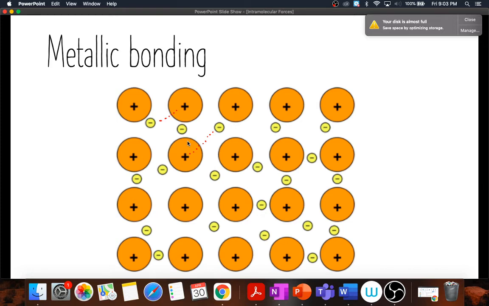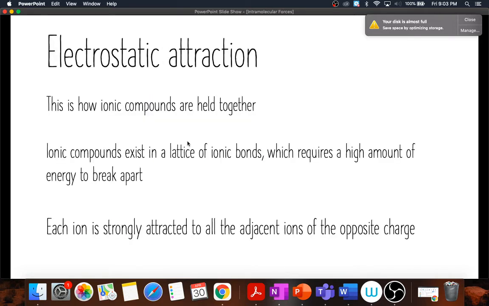Let's go into something that we have seen before. You might not have seen it phrased this way, but it's electrostatic attraction. And this is the intramolecular force that holds ionic compounds together. When you think of an ionic compound, let's say, for example, NaCl, in our mind, it might exist as one Na ion and one Cl ion. But that's not actually the case. They exist in a lattice structure. And I can show you a picture soon enough.